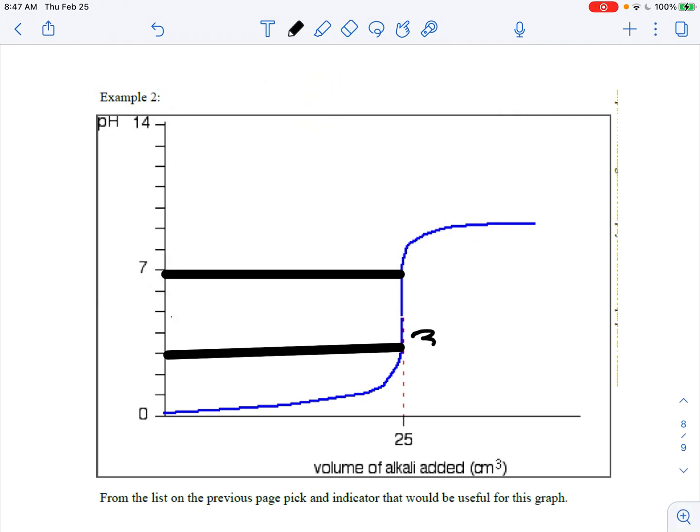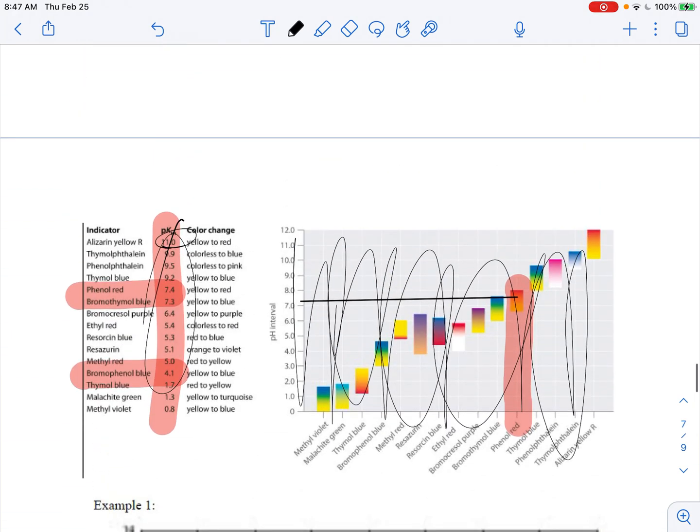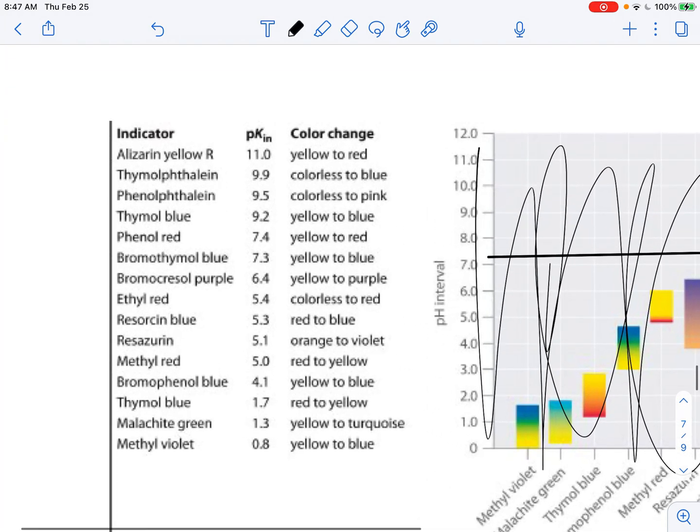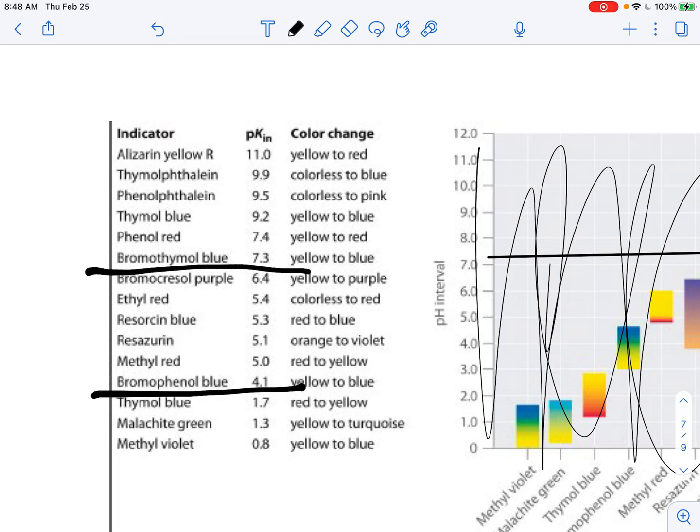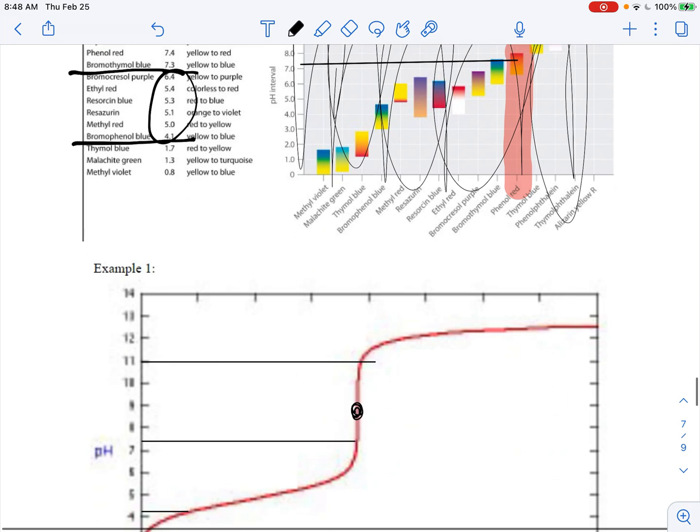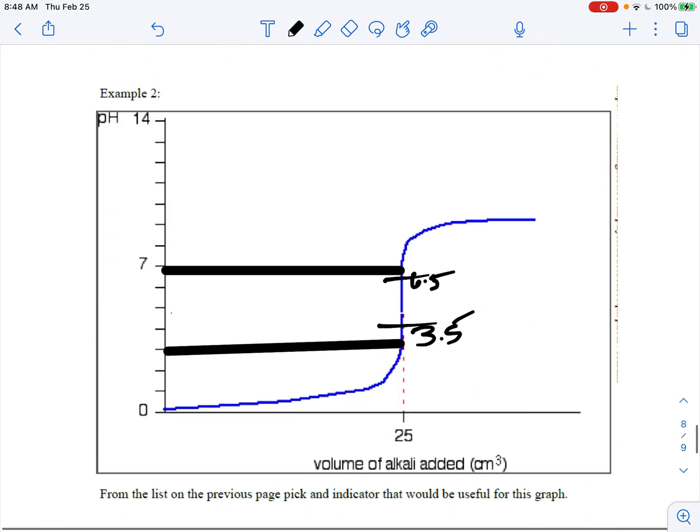Your range on this appears to be from about a 3 to about a 6.5 or a 7 or so. So maybe 3.5 to 6.5 would be your swing zone. So anything in that 3 to 6.5 zone. So if I came back up here, as long as it was probably in this zone to this zone, any one of those would probably do for an indicator for this particular graph.